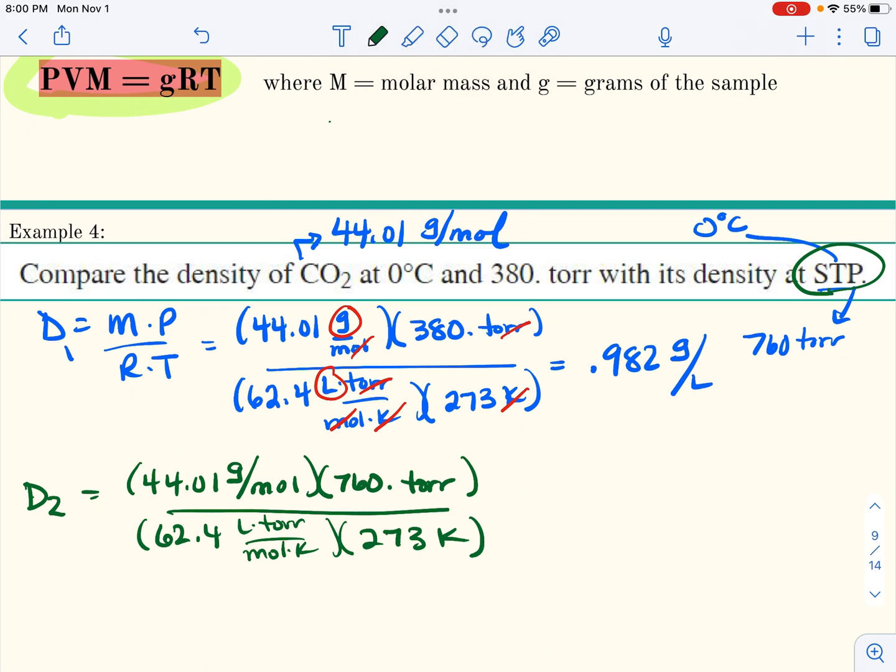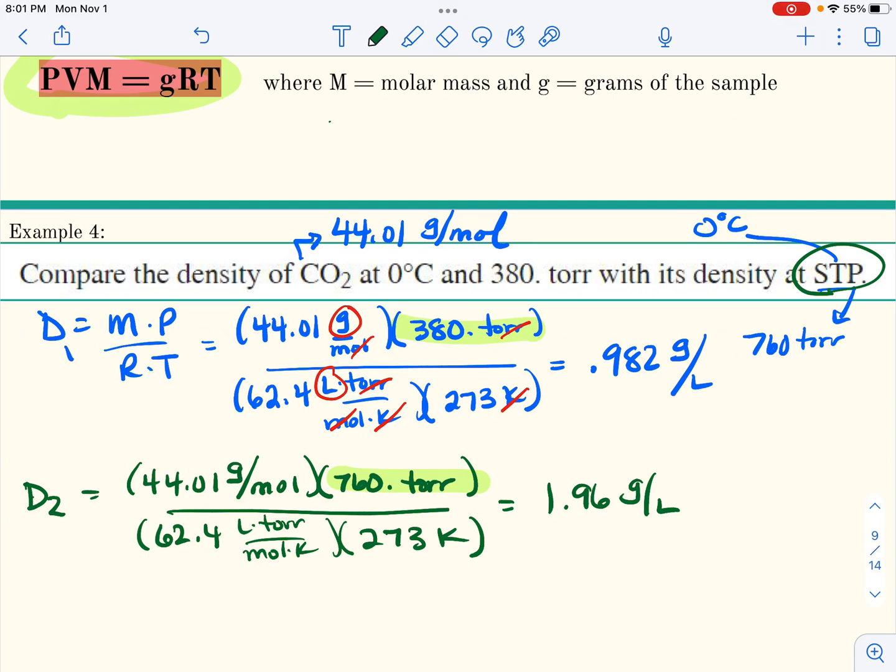So notice that the only thing different in here is the pressure, which means the volume had to have changed. There's no other way to deal with this. So if you can picture what's happening, the pressure has gone up, which means that the volume is inversely related and should have gotten smaller. And if you take a gas and squeeze it together, it would get more dense. So let's calculate this and find what we get. And we get 1.96 grams per liter.